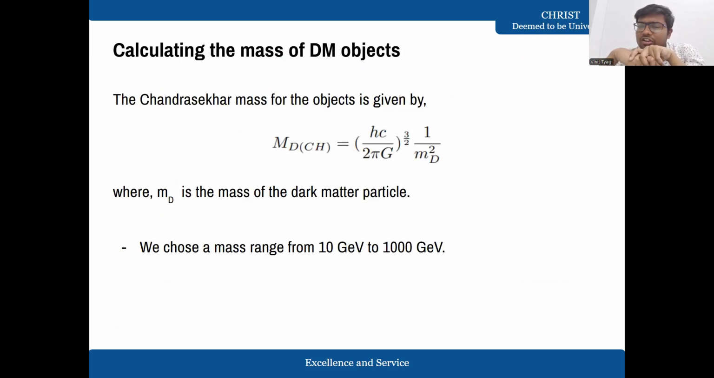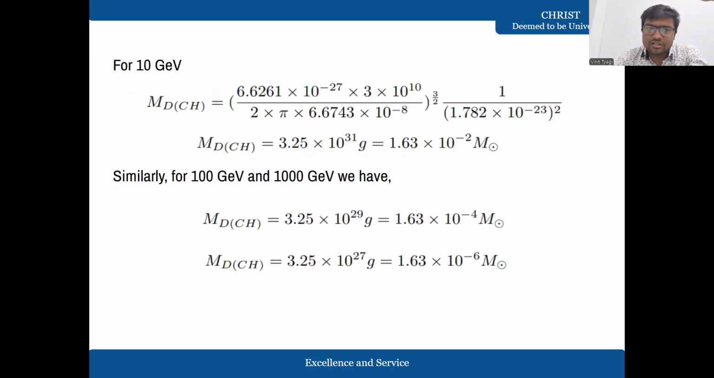Calculating the mass of dark matter objects, which are made up of WIMPs, we are considering the Chandrasekhar mass. Basically, it tells you the mass limit for stable objects. Here, MD represents the mass of our dark matter particle, as I told, 10 gigaelectron volt to 1000 gigaelectron volt. We consider this range and calculate the mass of our compact dark matter object for different values: 10 gigaelectron volt, 100, and 1000.